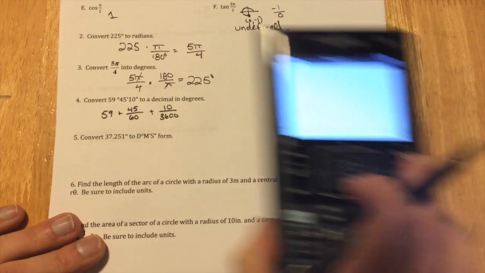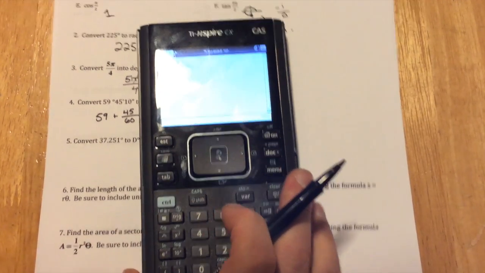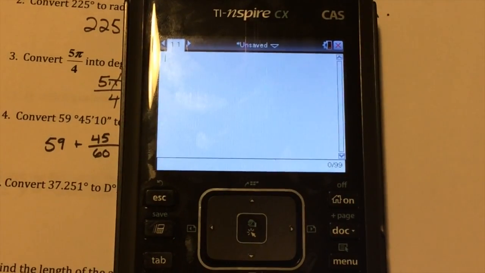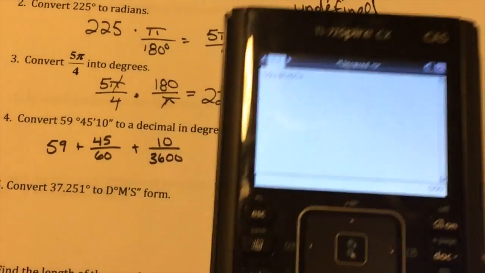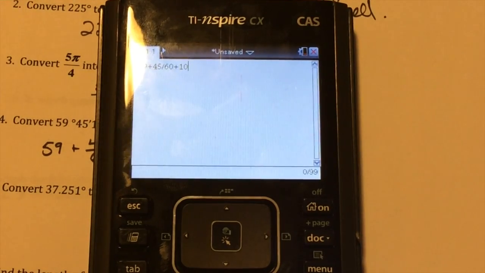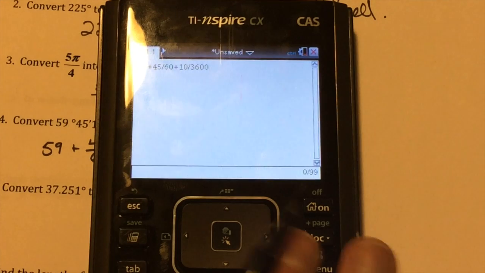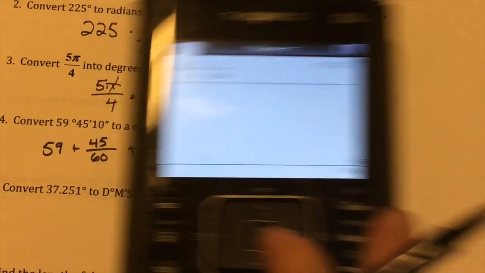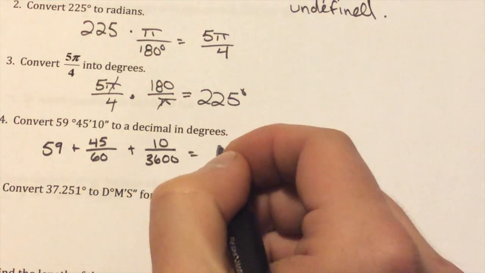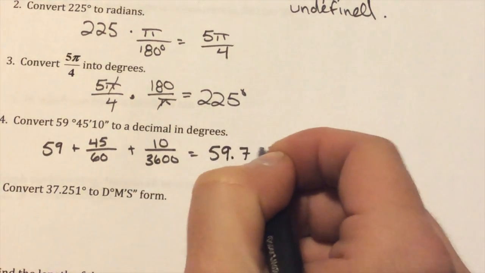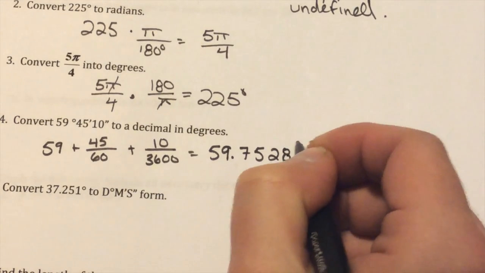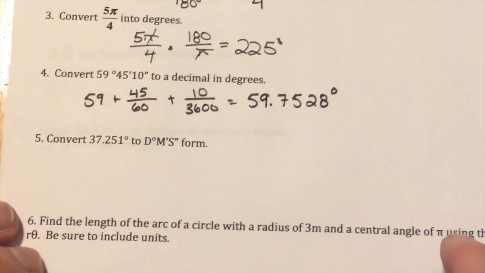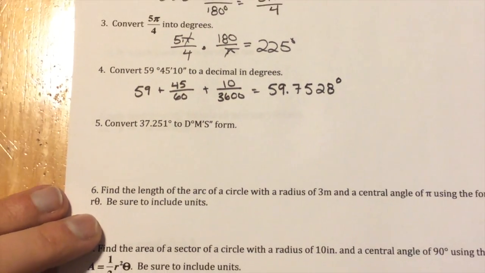So if I do on my calculator, which I'll zoom in just a little bit for you, I get 59 plus 45 divided by 60 plus 10 divided by 3,600, and I hit enter. I get 59.7528. 59.7528 degrees. Next up, zoom out just a little bit.